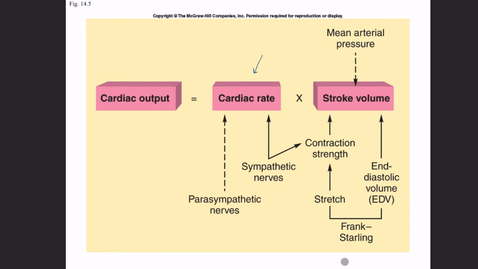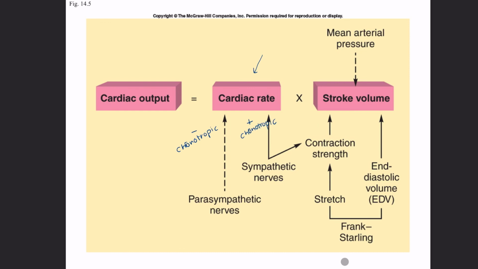So back to this image here, remember we spoke about cardiac rate and how the sympathetic nervous system can increase this, which is called a positive chronotropic effect. And the parasympathetic can decrease this, which is called a negative chronotropic effect. Chrono has to do with time. And so this would increase the rate, decrease the rate.